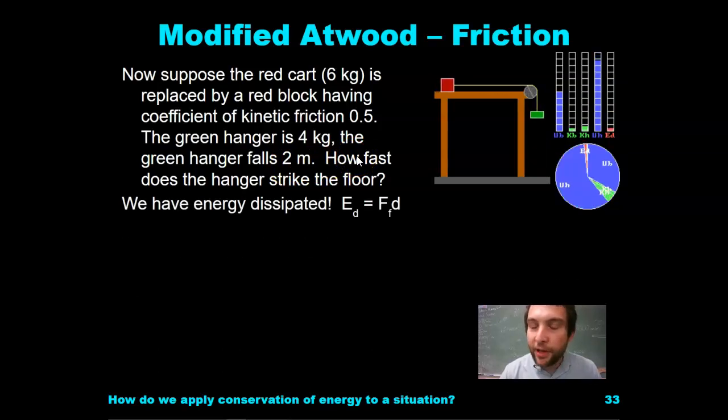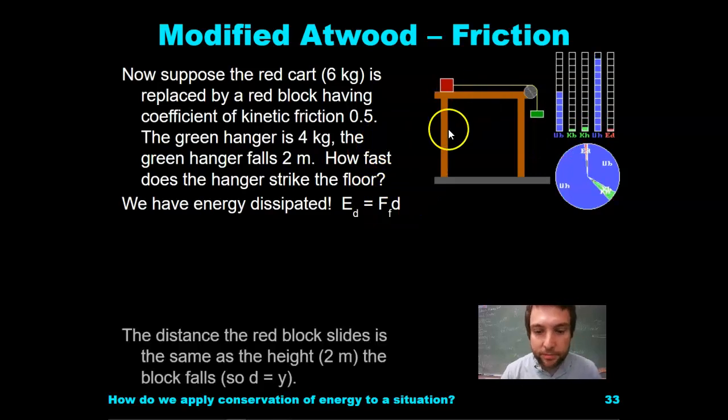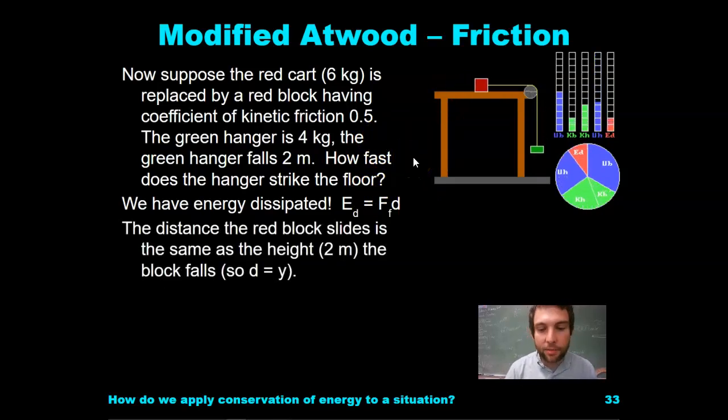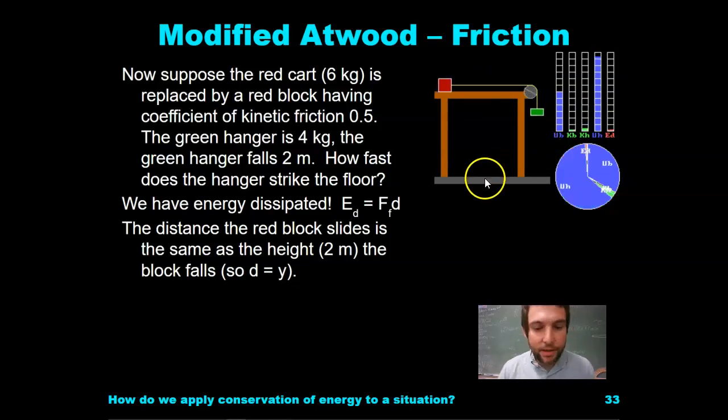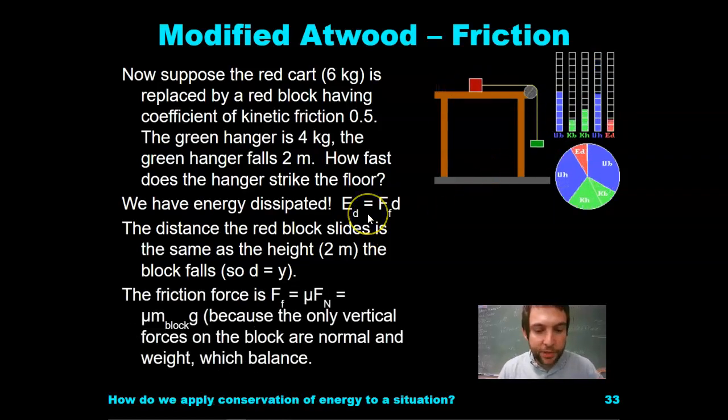So now we have energy that's been dissipated. We have this force times displacement. The distance the red block slides is the same as the height. Do you see that? It has to go the same height. It just does. So d equals y. Friction force is mu times Fn. And Fn on the block, because it's a flat surface, is just the weight.